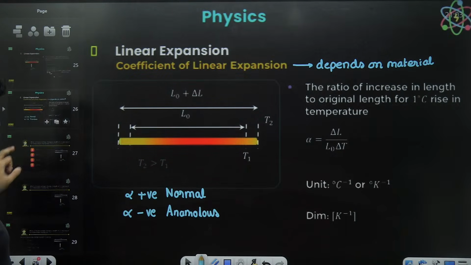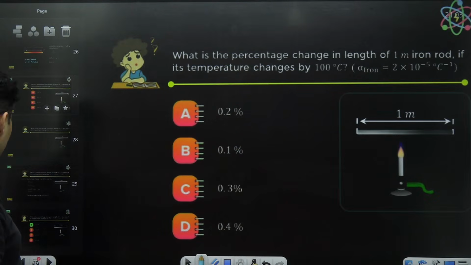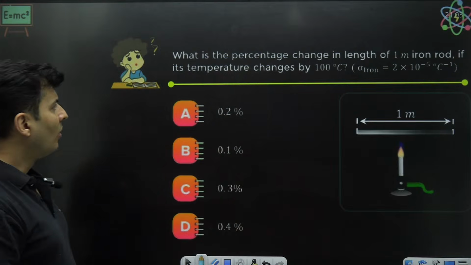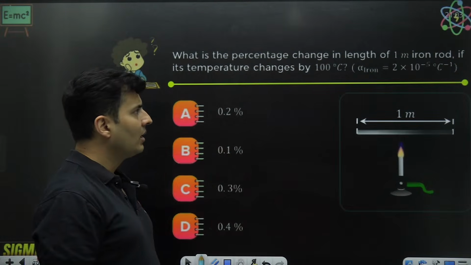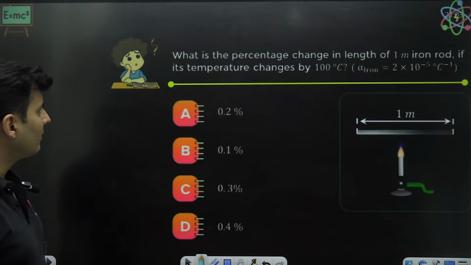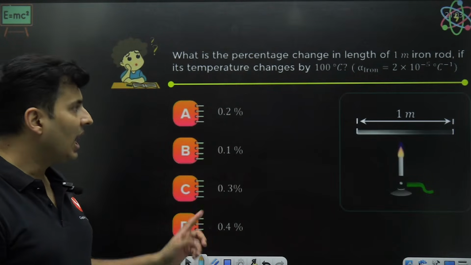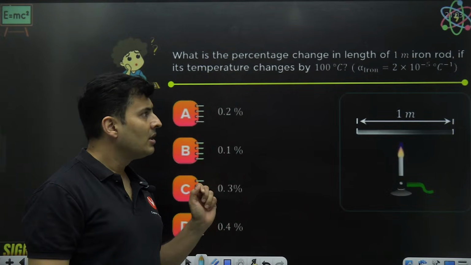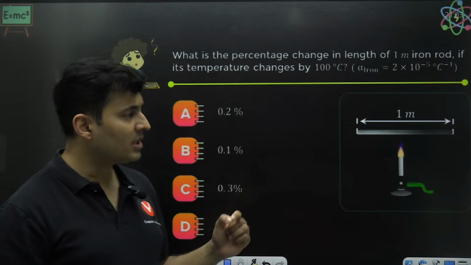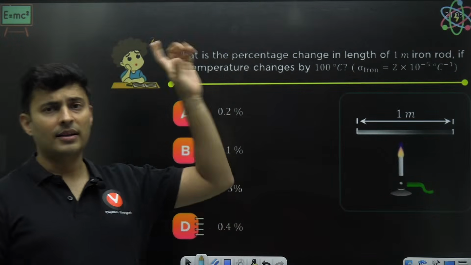So I think it's a good time that we start looking at some questions coming up on your screen. What is the percentage change in the length of a 1 meter iron rod if its temperature changes by 100 degrees Celsius? Alpha of iron is given as 2 into 10 to the power minus 5 per degree Celsius.